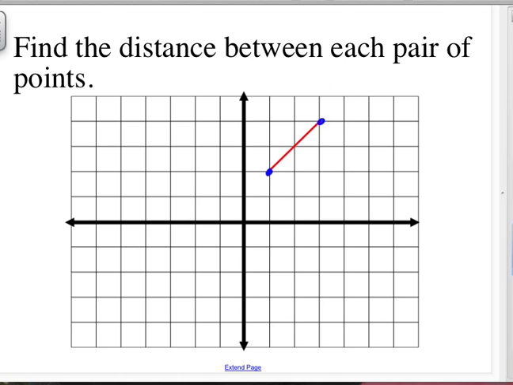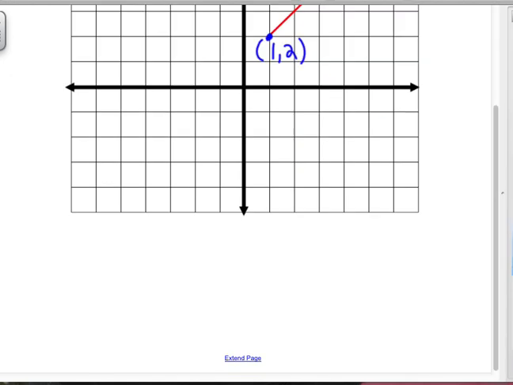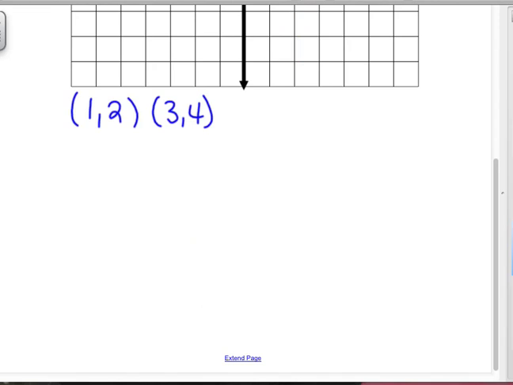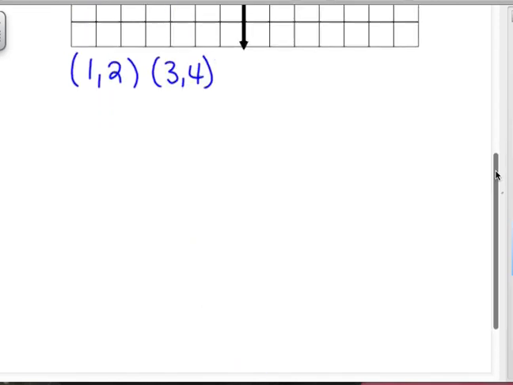So here, let's write the ordered pairs. I see this bottom left point is over 1, up 2. That's its ordered pair, or its coordinates. And the point that's up and to the right is over 3, up 4. So it's positive 3, positive 4. Great. Now I have my ordered pairs. It was 1, 2, and it was 3, 4. Now I don't even need that graph anymore. What I'm going to need is room to work.